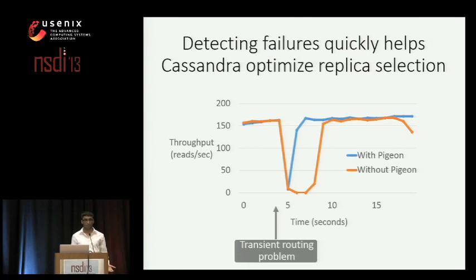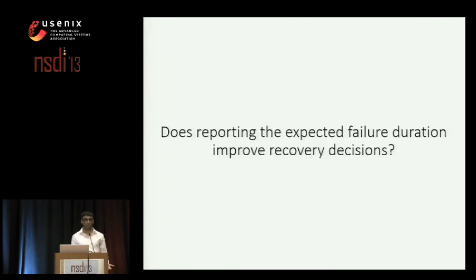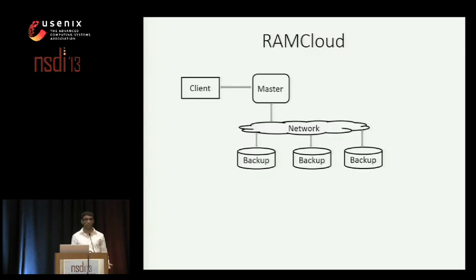So does the interface that I presented help applications recover effectively and help applications improve their recovery decisions? Well, I'm going to answer this question by looking at RAMCloud. RAMCloud has master servers that store data in memory, and then it has backup servers that store data on disk. During normal operation, the master server serves requests from the clients, and it replicates data on the backups for durability. And if there is a problem with the master, recovery masters take over. They quickly reconstruct the data that was on the dead master from the backups.